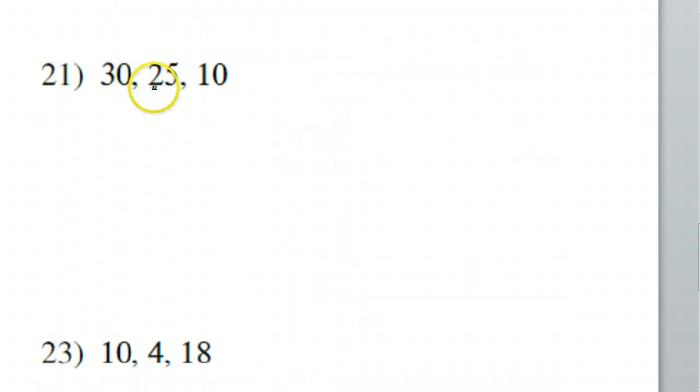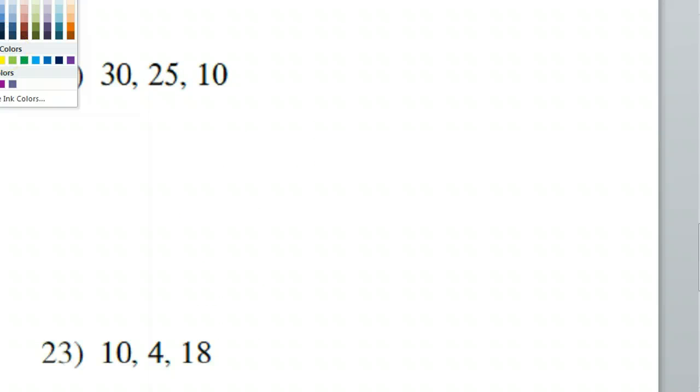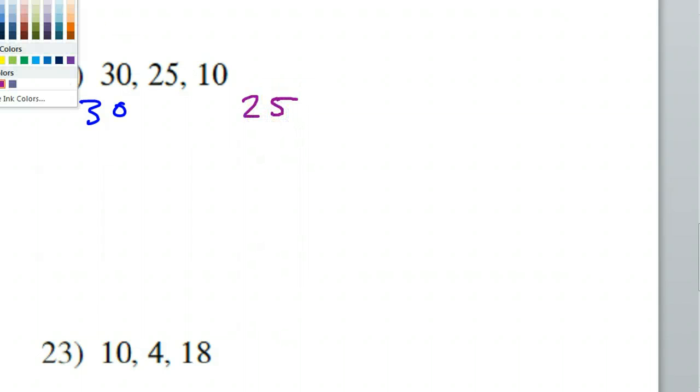Okay, the least common multiple with 3 of these things. Let's go and do the prime factorization. So let's start with 30. Let me just get it all ready. We've got 30, we've got 25, and we've got 10.